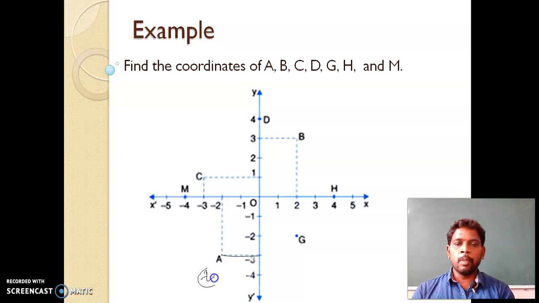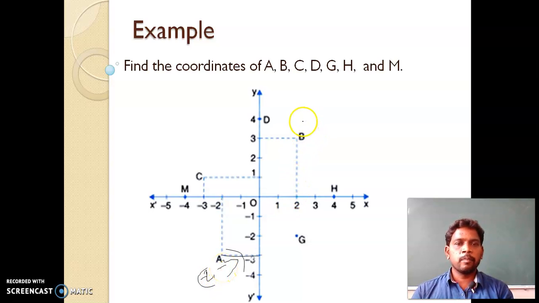minus 2 comma, and what about this vertical distance here? This is parallel to exactly the y-axis, right? So the length is here 0, here minus 3, so minus 3. So what is the coordinate of A now? Minus 2 comma minus 3.